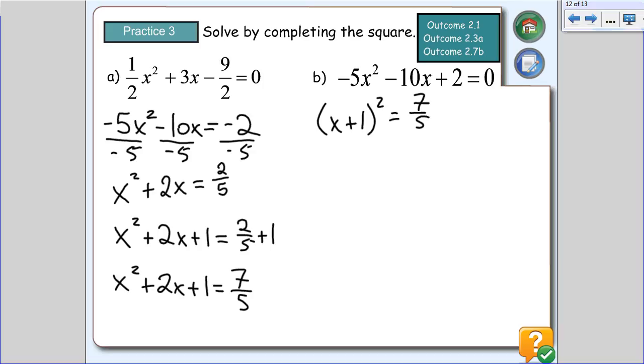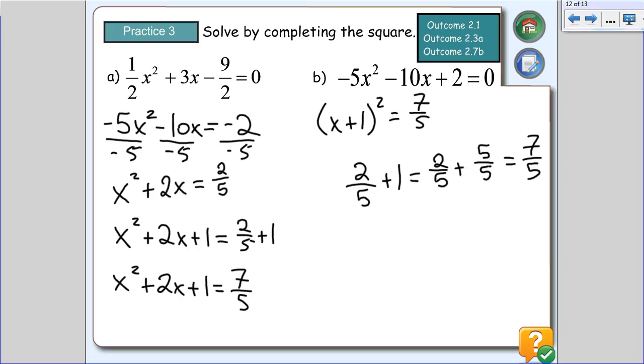Okay, what step? 2/5 plus 1 is the same thing as 2/5 plus 5/5, because we need common denominators to be able to add. The tops add. The bottom stays the same. But where'd you get the 1? The 1 came from my missing C value formula. Yeah, you need your missing C value.